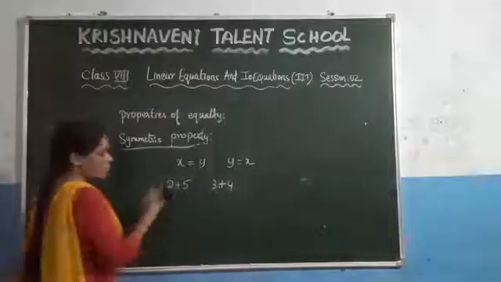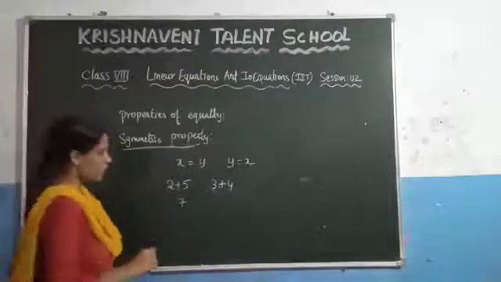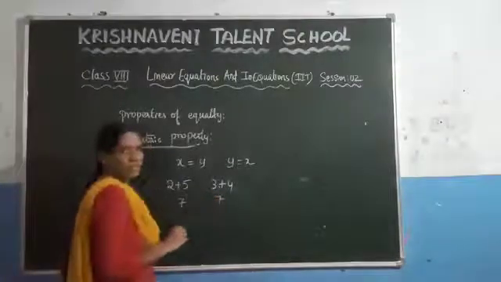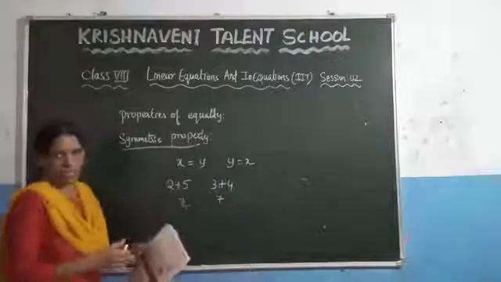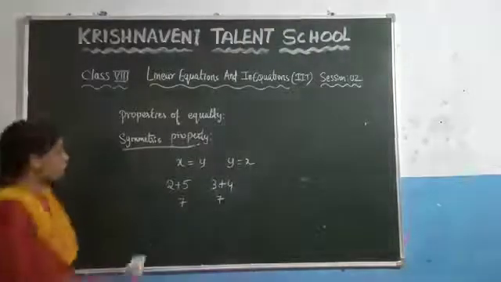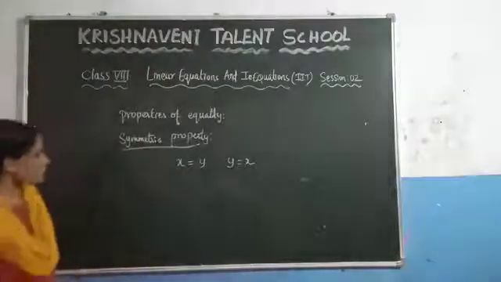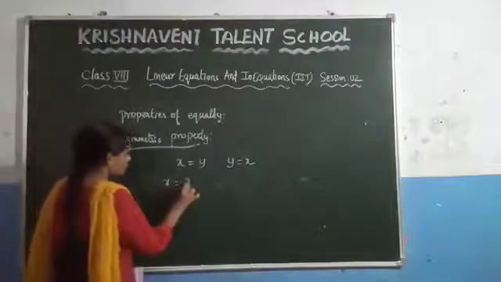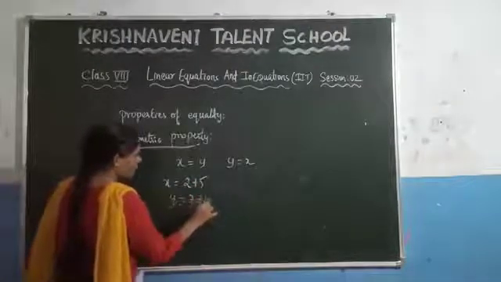What is the value of 2 plus 5? You know that 2 plus 5 is 7. And what is the value of 3 plus 4? Which is also 7. So here we can conclude that if x is equal to y, then y is equal to x. The same thing: let us consider the x value as 2 plus 5, and consider the y value as 3 plus 4.